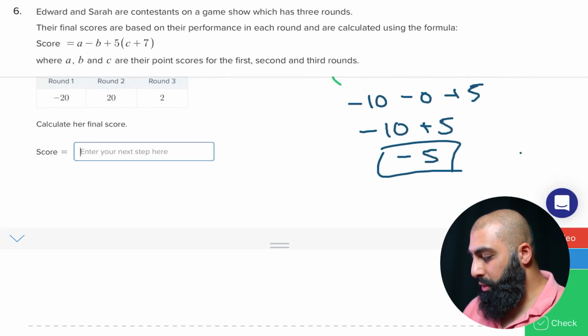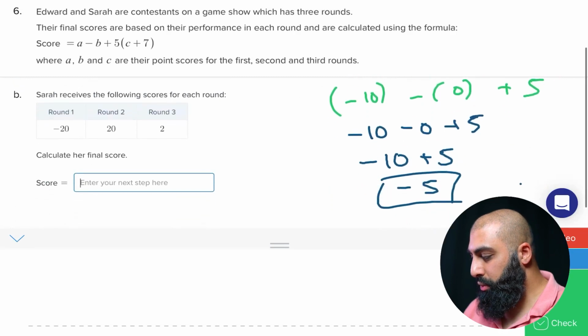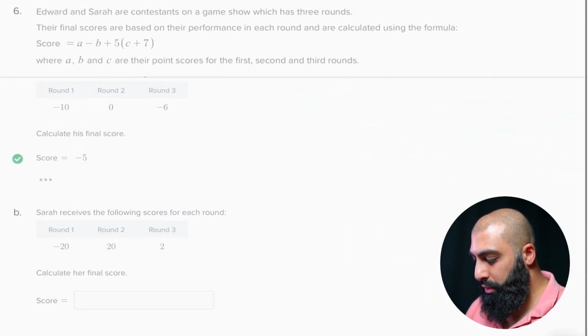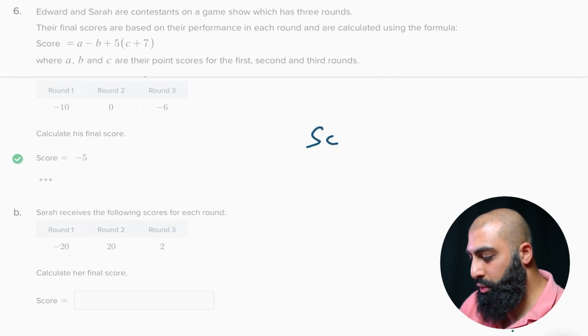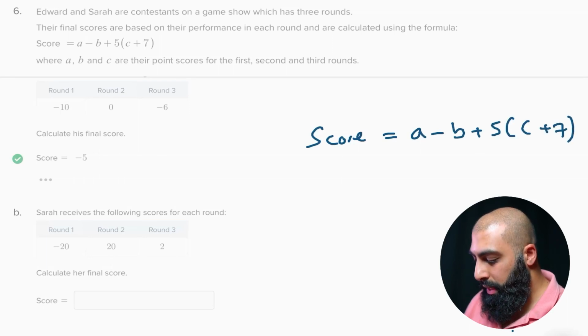Okay, now we need to find out Sarah's score. So let's just clear this off. Sarah scores minus 20. Let's just write this down again. So the score would be equal to A minus B plus 5 bracket C plus 7. And we've got the following scores. So A is minus 20.